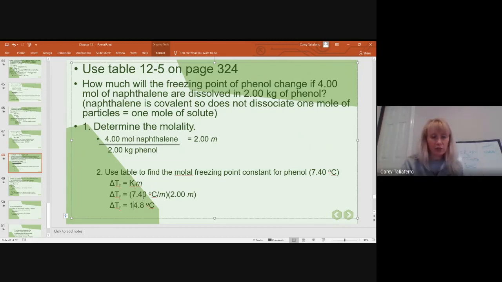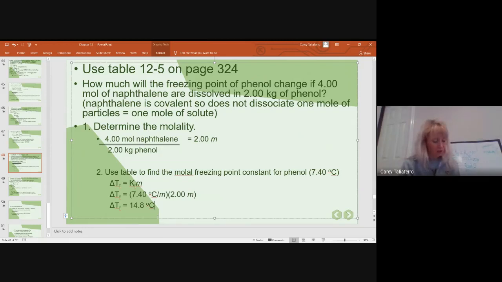Again, that would be given to you on any kind of problem set, or I would tell you to go look in the table. And then you would have a 2 molal solution. So your change in temperature is going to change that freezing point by 14.8 degrees. Now I'm going to go back to that table, and I'm going to look at phenol, and the freezing point of phenol is 40.9 degrees.